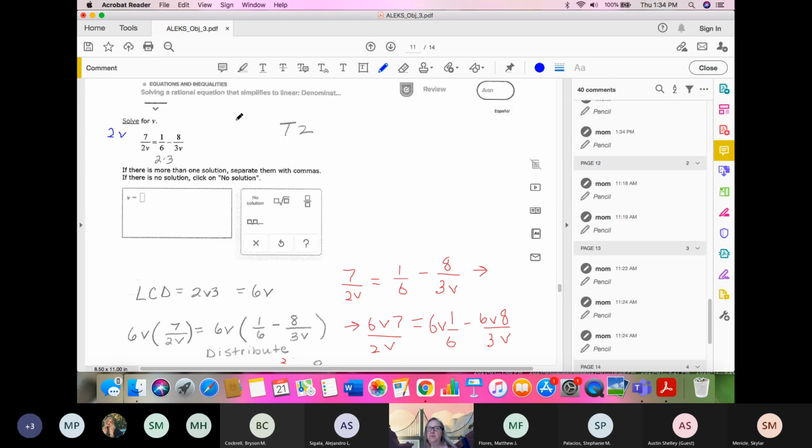I'm putting it upstairs because we're going to multiply by our LCD. We're going to multiply both sides by our LCD. Now you can see that this 2 is going to cancel this 2. This v is going to cancel this v. I'm going to circle this because this is what we want to pay attention to here.